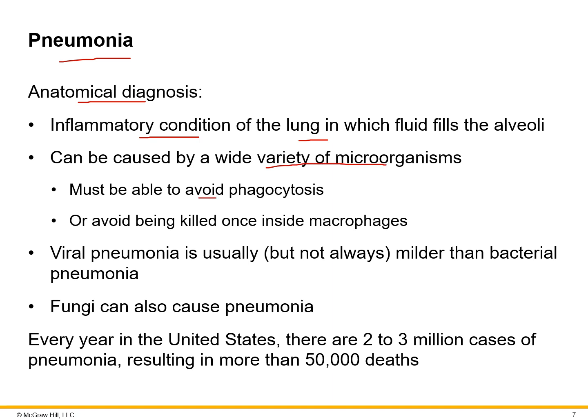And these are all able to avoid phagocytosis, or if they're phagocytosed, they're not killed once they're inside of the macrophages. So they either don't get phagocytosed, or if they do, they're not destroyed by them. Viral pneumonia is usually, not always, milder than the bacterial. And then fungi can also cause some types of pneumonia. So again, a variety of microbes can cause pneumonia.